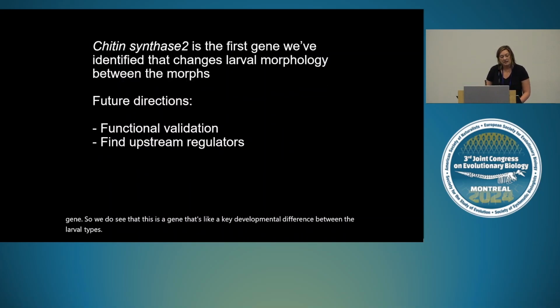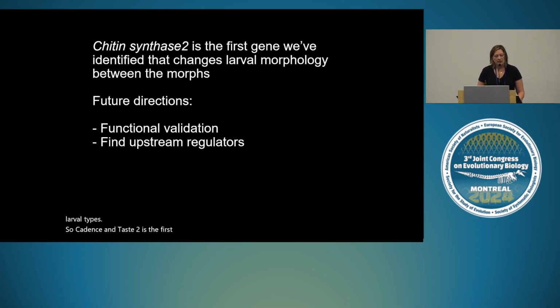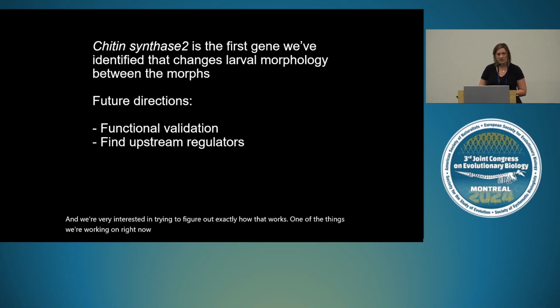So chitin synthase 2 is the first gene we've identified that actually changes the larval morphology between the morphs. And we're very interested in trying to figure out exactly how that works. One of the things we're working on right now is functional validation, like knocking it out. We're making some progress there.